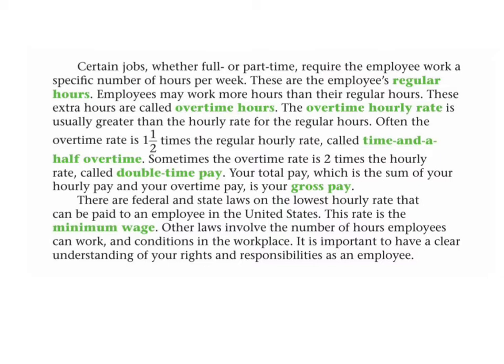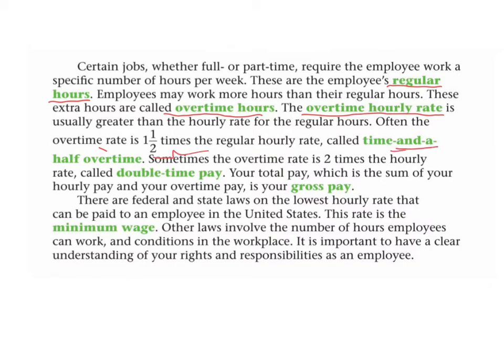There's a distinction in hours for most employees. You get regular hours, which can range from 35 to 40, and then you have overtime hours. Often, the overtime hourly rate is greater than your standard regular rate. Usually, or often anyway, it is 1.5 times the regular hourly rate. That's called time and a half.